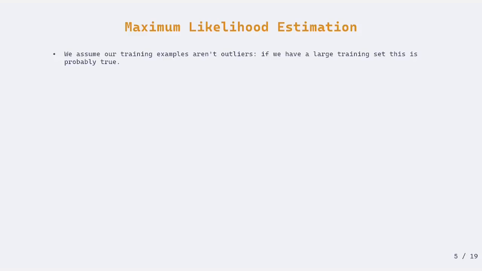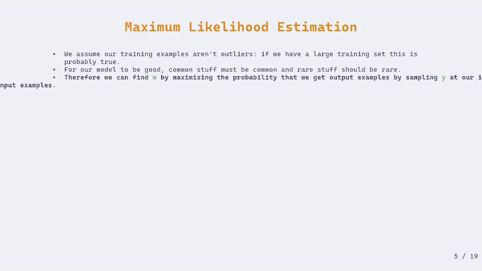If we've got a large training set, this is probably true, because if we sample a ton of different inputs and outputs, you're very unlikely to get a training set that is all outliers. And so for our model to be good, common stuff should be common and rare stuff should be rare. If it's saying this crazy weird outlier should be occurring 90% of the time, then your model's probably very, very wrong.